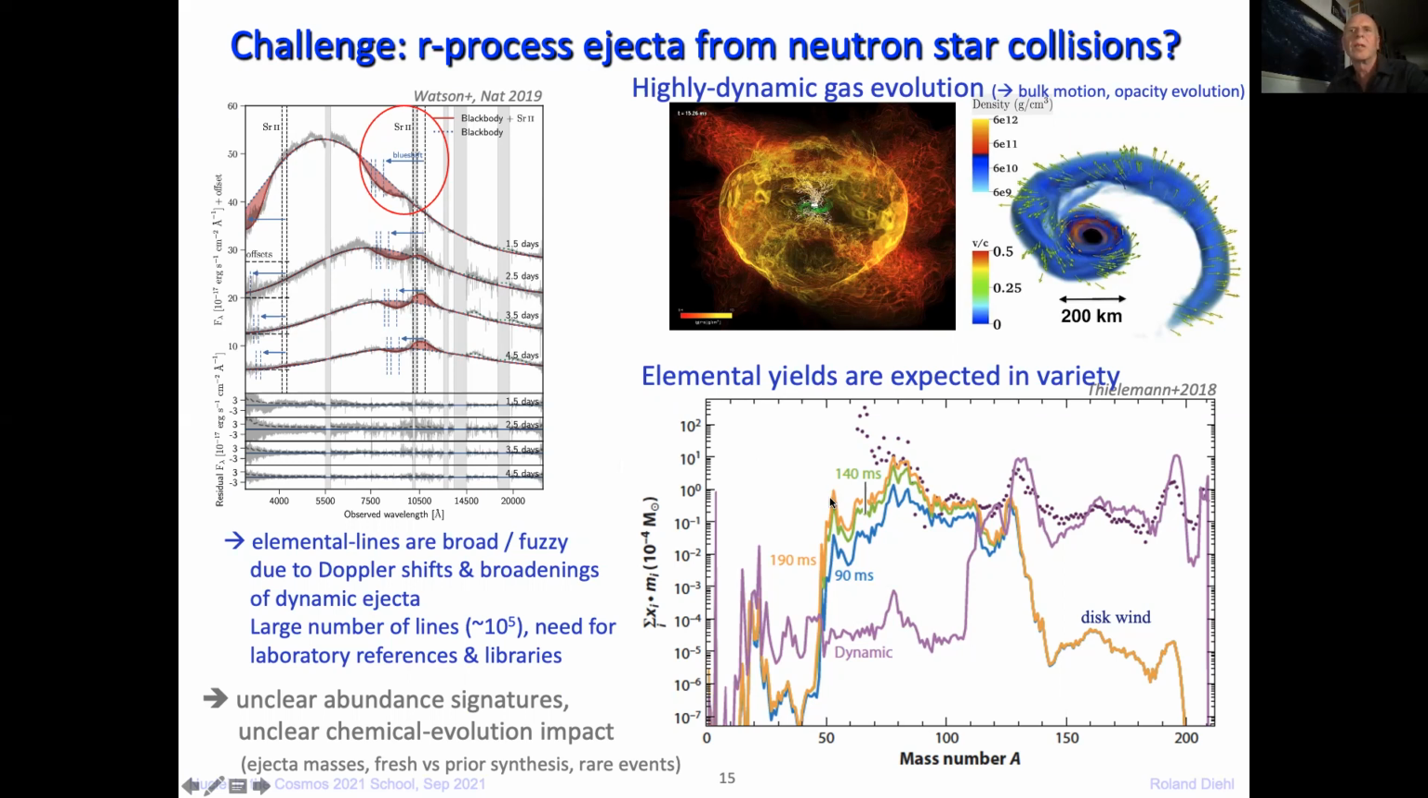One should also look at the different components of material that are ejected. And so in the dynamic ejecta versus the disk wind, for example, the abundances of heavy elements are different by orders of magnitude. So given these large differences, one has some hope that the characteristic signatures of those materials would be sufficiently offset in the spectra so that one can make a statement about abundances of, for example, actinides, as is of interest in this case.